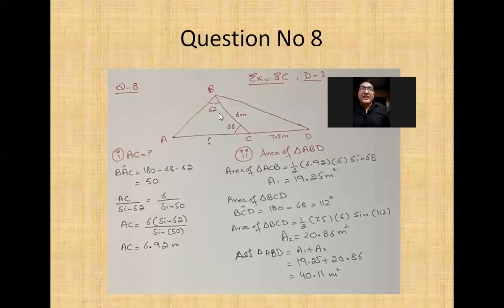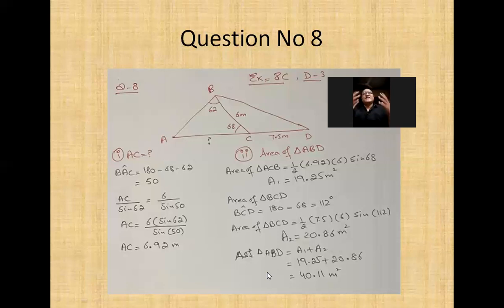So I know the area of this triangle, let me call it A1. The area of this triangle, let me call it A2. So the area of this whole figure will be area 1 plus area 2. And that will be 19.25 plus 20.86. And that will be 40.11 meters square.